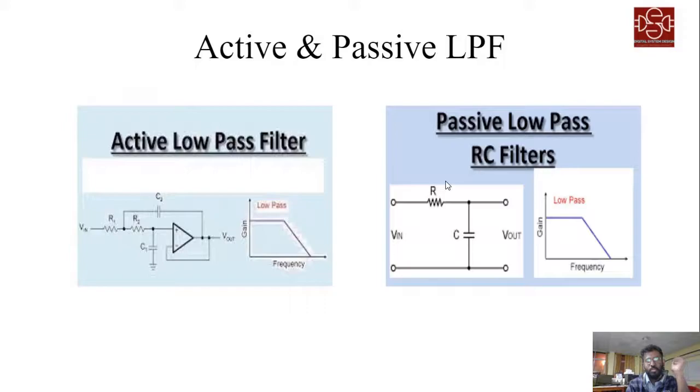Moving on, the active filter: these are the basic things we all know, so you can just go through it in a very short way. It is active because an active element like an op amp, transistor or diode is present here. In the passive filter there is no active element, only passive elements like resistance and capacitance. So these are the two basic types of classification of the low pass filter.